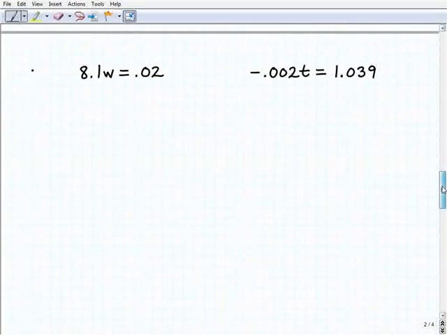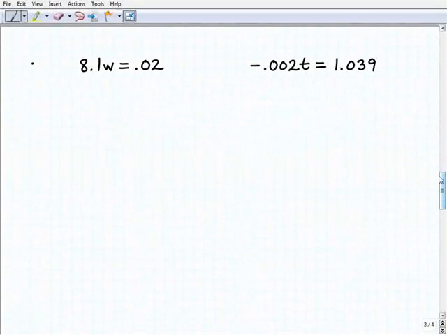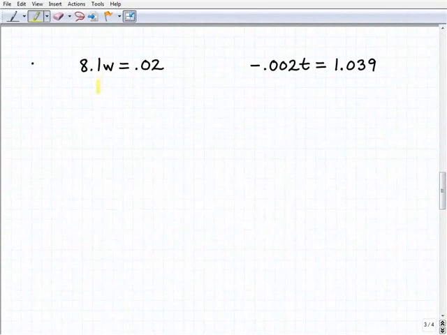So our last two problems are still pretty easy. Basically, we're still going to be dividing both sides of the equation by a number, but in this case, we're going to be dealing with decimals. No big deal. So hopefully you have your calculator out. I have 8.1w equals 0.02.